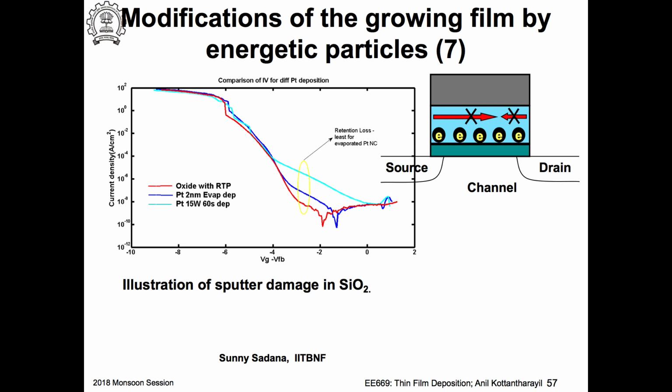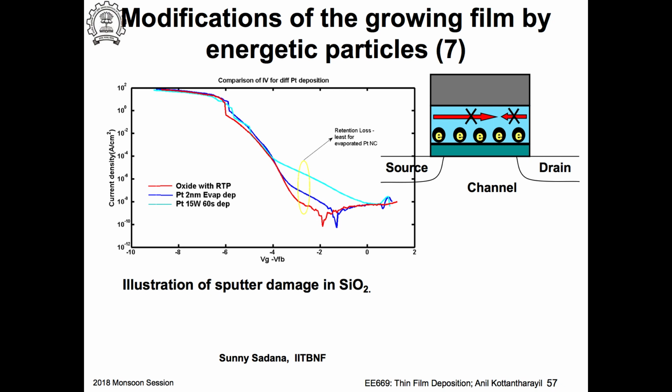So the application is like this. You have a source, a MOSFET, and you have a gate stack like this. You have a dielectric here, and these are metal nanoparticles, and then another dielectric on top. So I can store charge in the metal nanoparticles. So this is essentially a flash memory device, where you store the charge in these discrete metal nanoparticles.